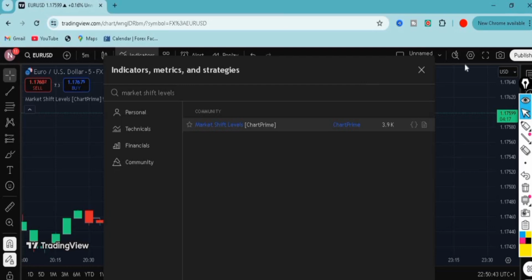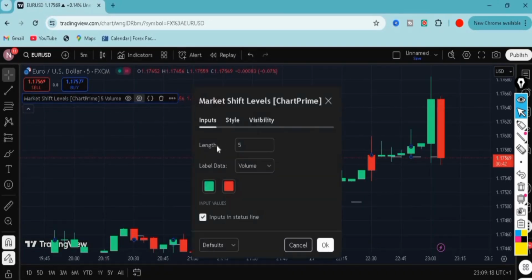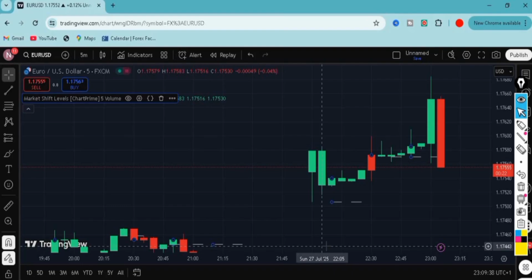Once you click on it, guys, under settings, we're going to do this real quick. Once you go under settings, the length needs to be 5, not 55. Reduce it to 5. After that, guys, the label data, we've talked about volume, so activate it if you need it. But basically, I would love you to keep what I've told you back in your head. Then you click on OK. Once you click on OK, this is the indicator with the settings.